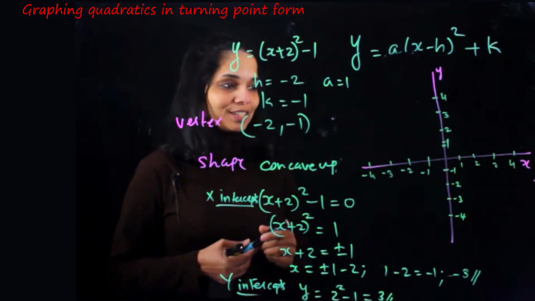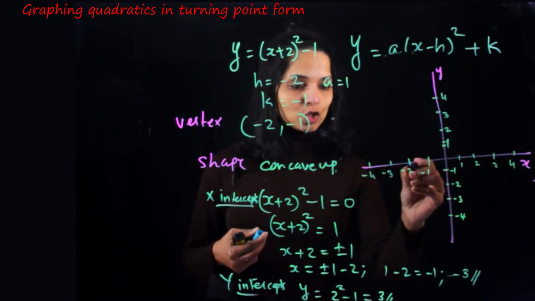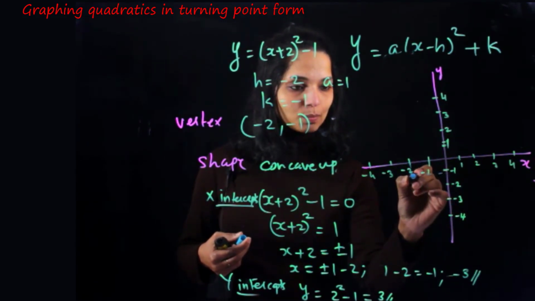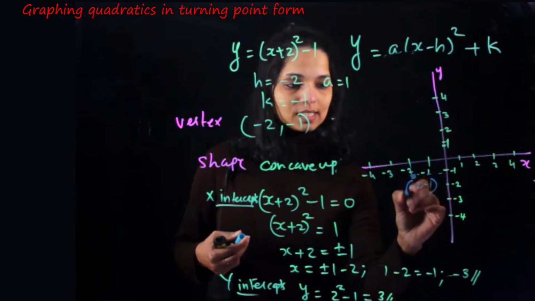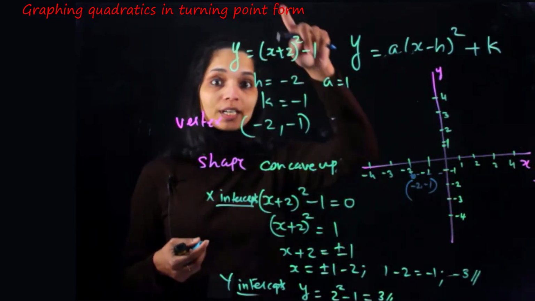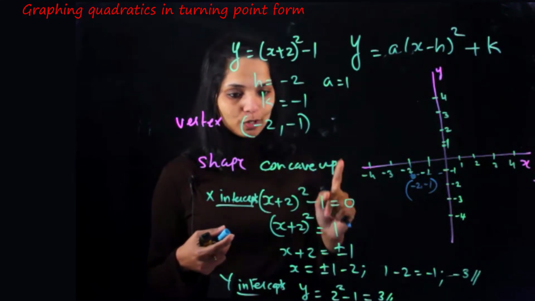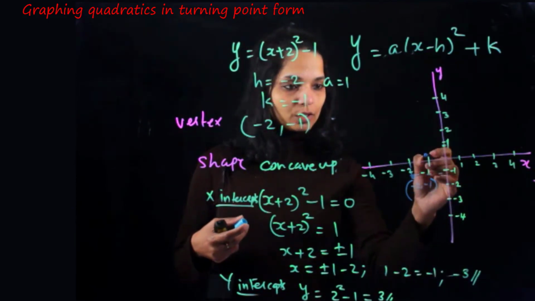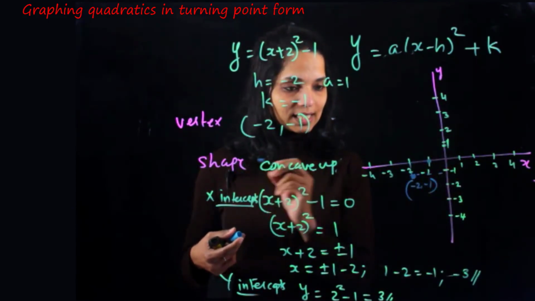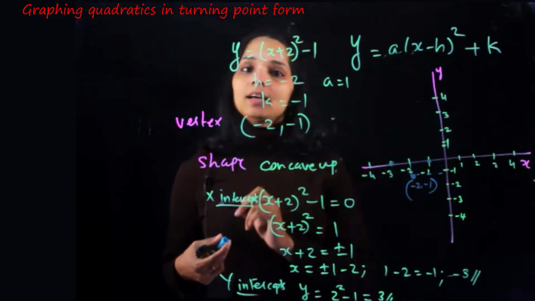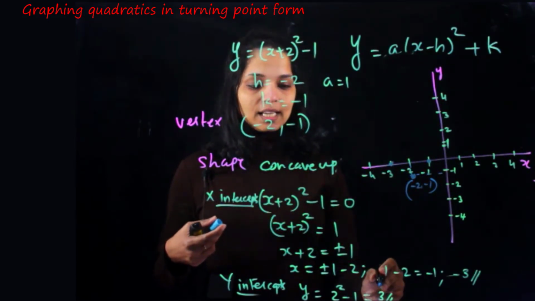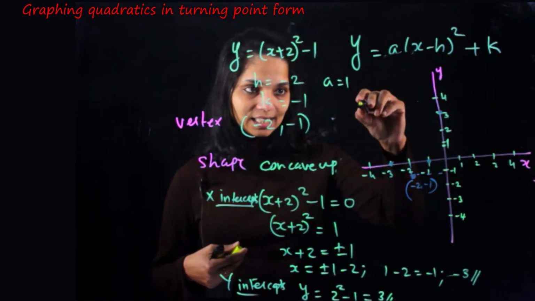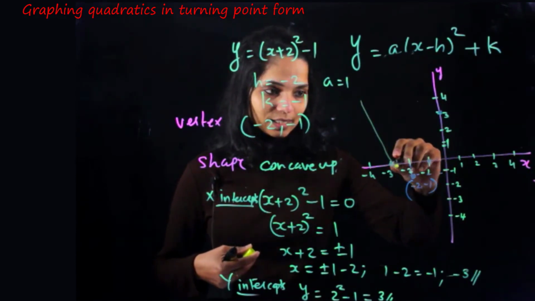Let's now plot the function. First we need to mark the vertex (minus 2, minus 1), so that's the point here. That's the turning point, and the shape is concave up, so the shape is like that. The other points we require are the x-intercepts, and those are minus 1 and minus 3. So minus 1 is one x-intercept and minus 3 is another x-intercept. And the y-intercept is 3. Now we need to plot the graph just by connecting these points, maintaining the shape.